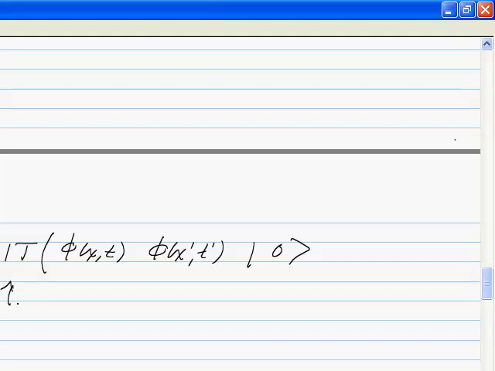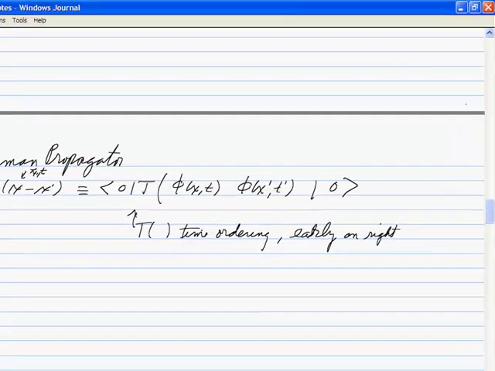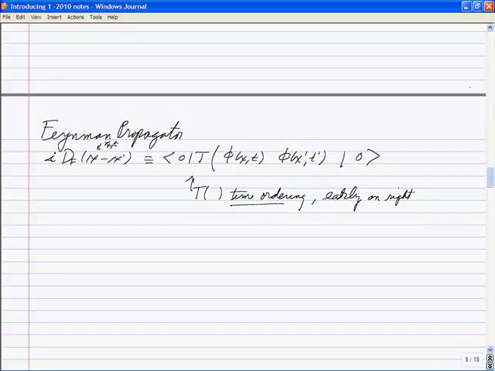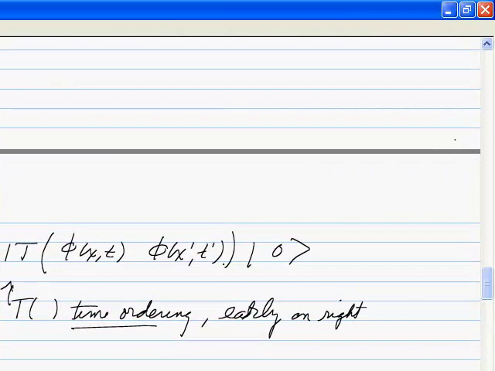Let's just talk first about the symbol T. T is the time ordering. And it basically says early is on the right. Anytime you see it, you could see it with 4 fields, 6 fields, whatever you need. We'll get to that later. But the earliest is always on the right, and then it's ordered according to time. But we're not making an assumption about whether t is greater than or less than t prime.